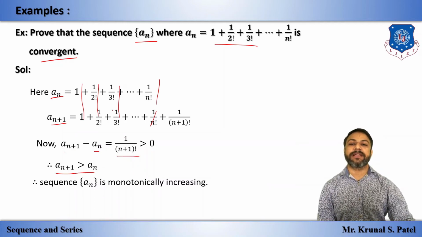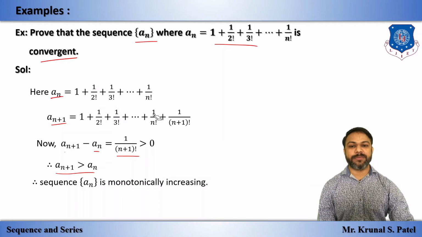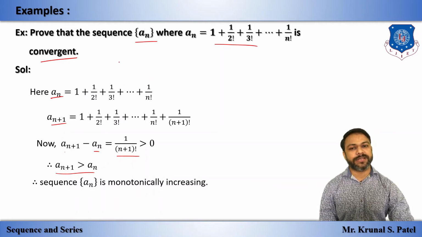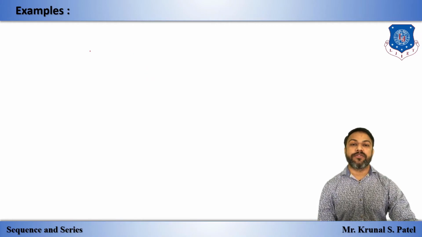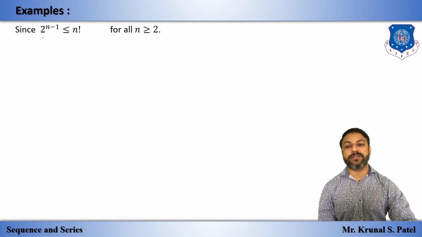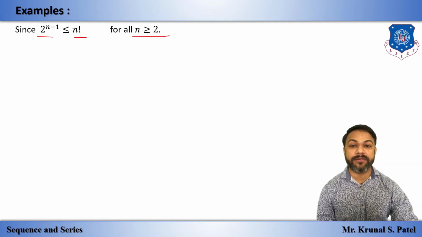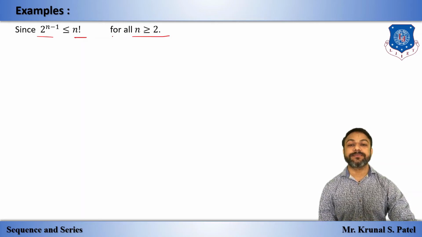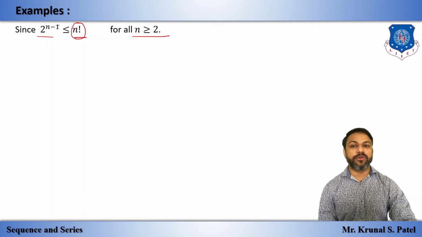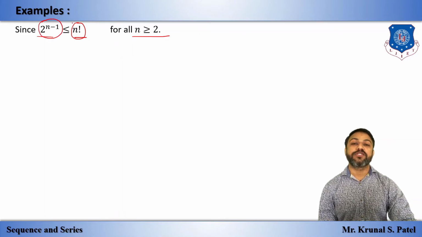Now we will check whether it is bounded or not, and if it is bounded, then we can say that it is convergent. To check boundedness, we will use the concept that 2 raised to n minus 1 is less than or equal to n factorial for all n greater than or equal to 2. You can check. Why have we taken this? Because this is a factorial, so we will convert this factorial series into some power, so that we can apply geometric progression here.